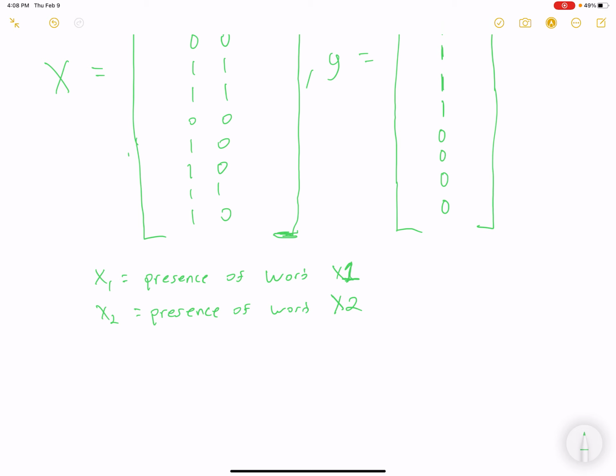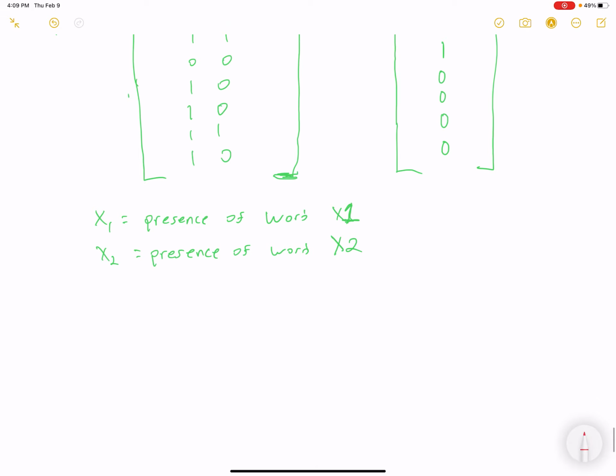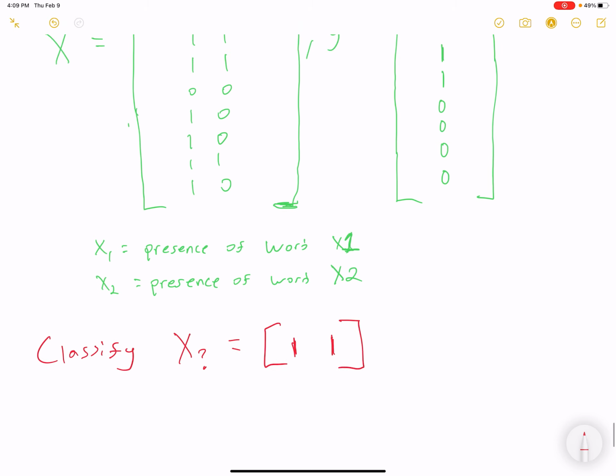So let's say we want to classify a new data point, x question mark, which has 1, 1. That's the data point we want to classify. We don't know what label to give it. So how would we calculate this using naive Bayes?